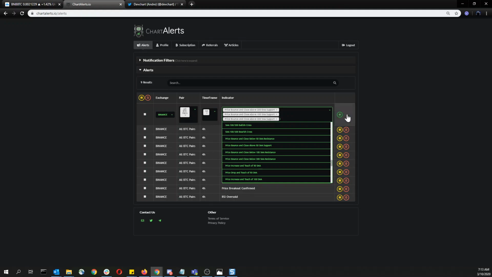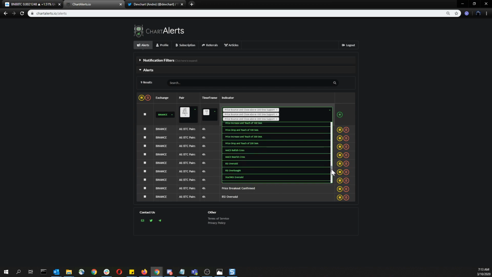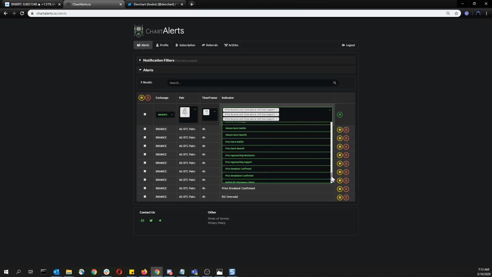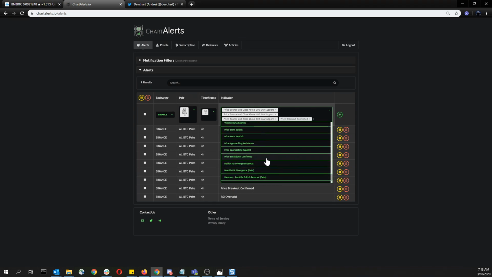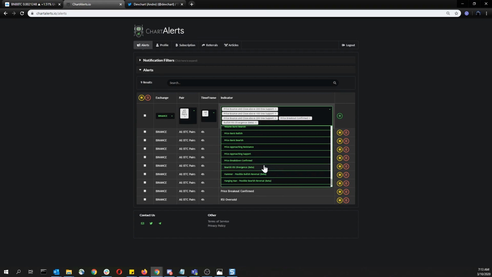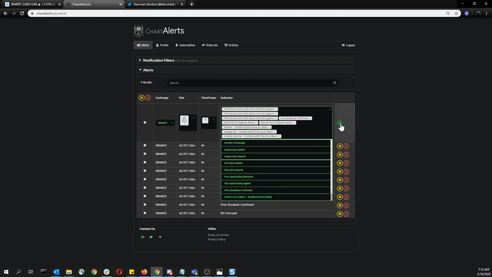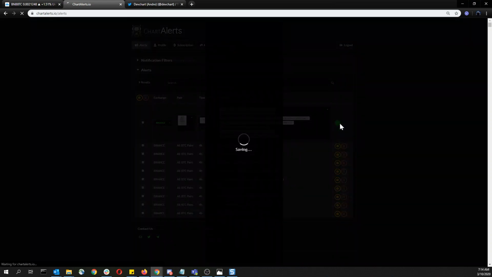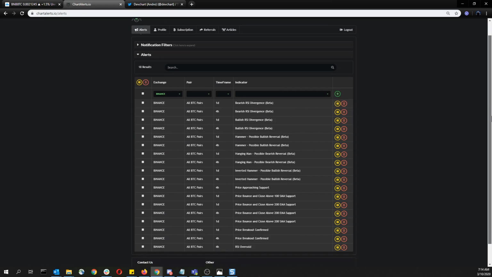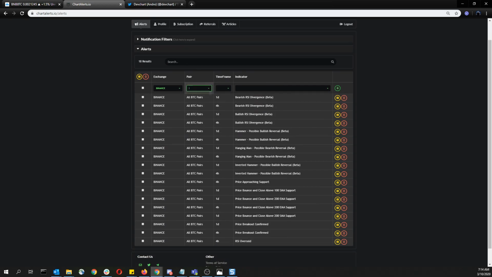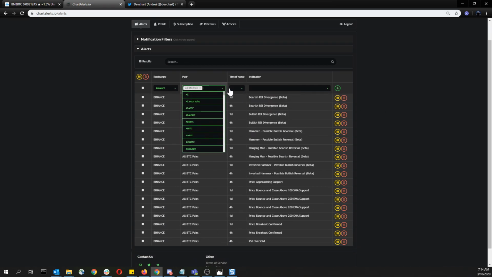And okay, so on top of that, I will add the price breakout and the RSI divergences, and the same, the hammer, hanging man, and the inverted hammer. And I also, once again, forgot about the price approaching support on the daily.